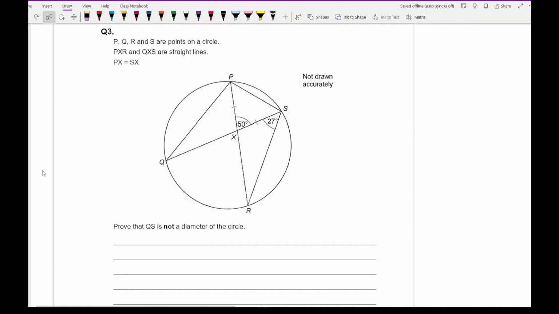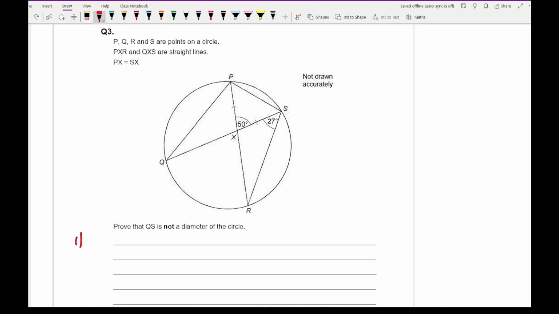Moving on to question 3, it says P, Q, R and S are points on a circle, PXR and QXS are straight lines, PX equals SX, and the question is asking us to prove that QS is not the diameter of the circle. Looking at diameter, you think to yourself, which circle theorem involves the diameter? Well, it's the semicircle rule.